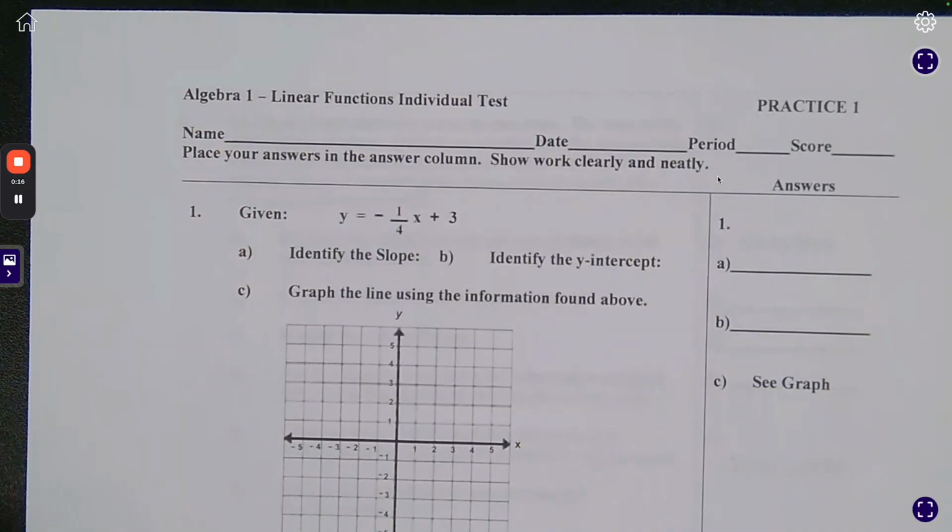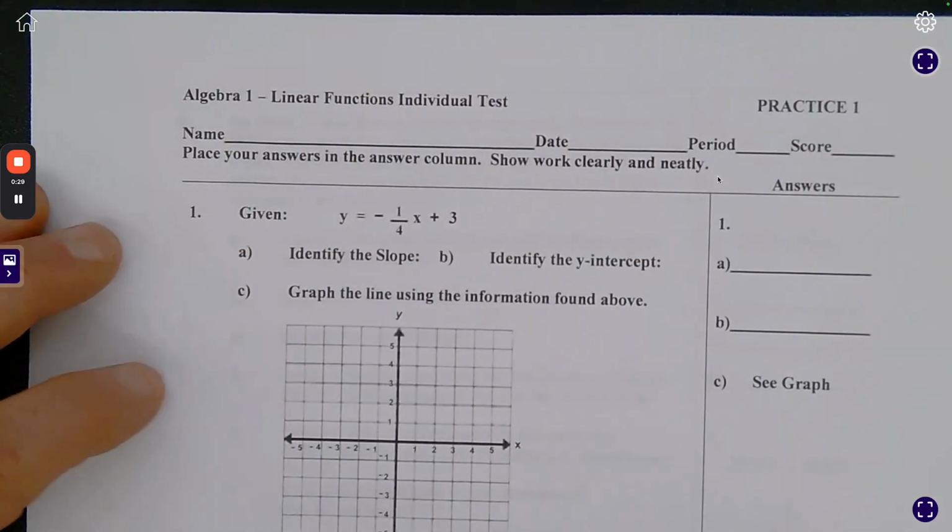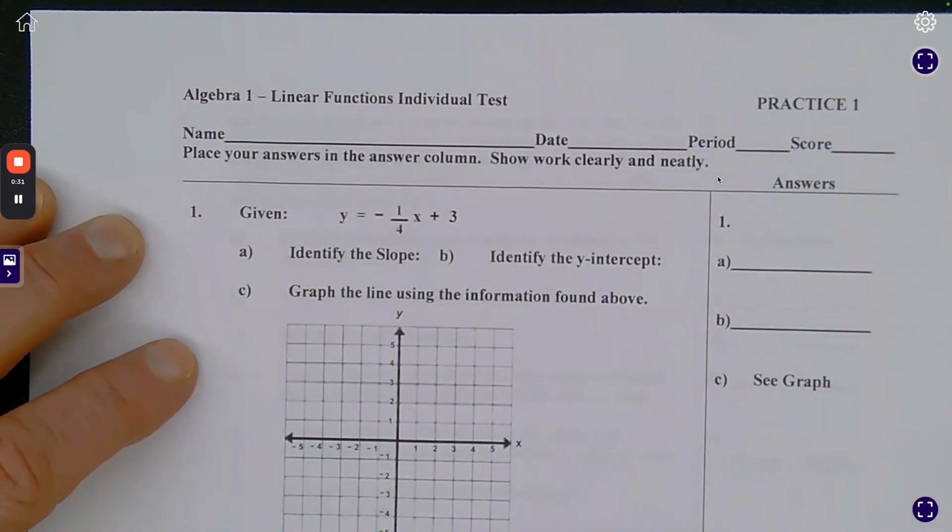Okay, this is the linear functions individual practice test for some of us who are going to test on this material. So if you want to, you can download this in Spanish or in English and go ahead and perform it and come on back. Okay, this is an equation in slope intercept form.